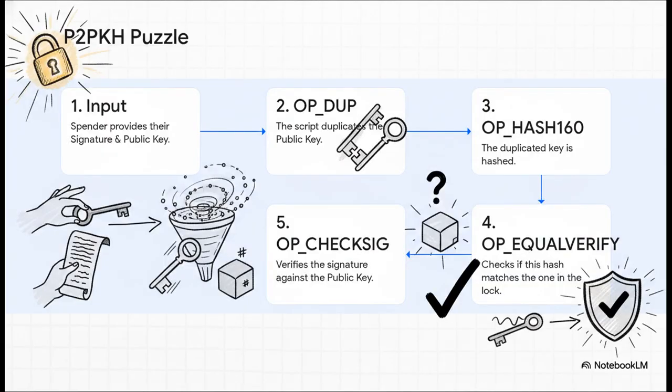So, how do you solve this puzzle? Well, the spender has to provide 2 crucial pieces of evidence: their public key, that's the public mail slot, and a digital signature, which is like a unique, unforgeable seal created with their secret private key. The script then runs a 2-part check. First, it creates a unique digital fingerprint, called a hash, of the public key to make sure it matches the address on the lock. If that checks out, it moves to part 2. It verifies the digital signature to confirm that the real owner, and only the real owner, approved this exact transaction. If both checks pass, the puzzle's solved.